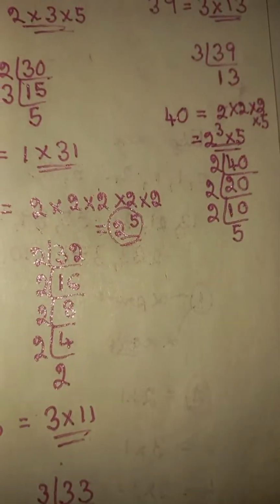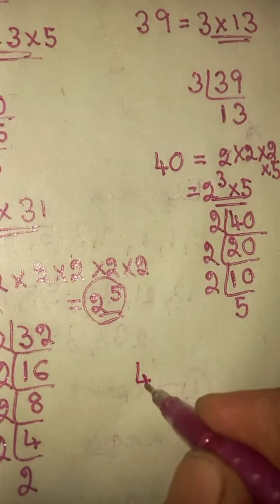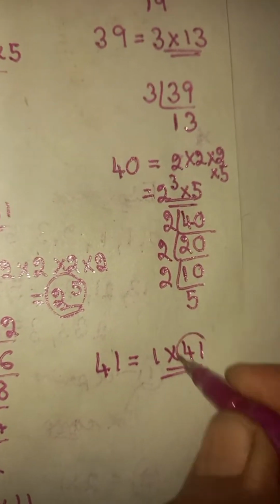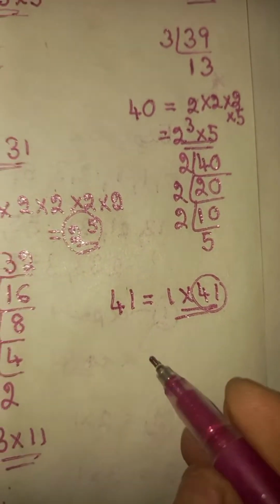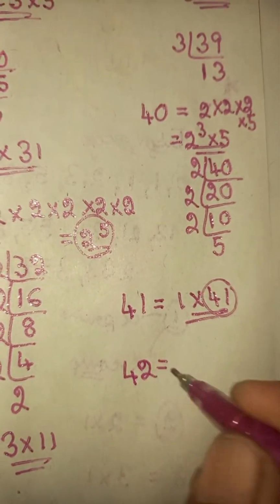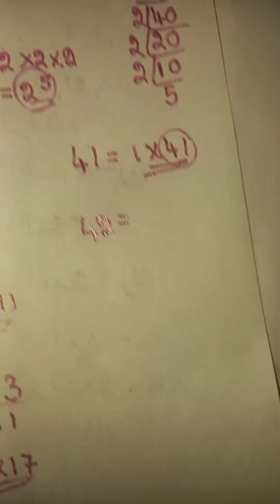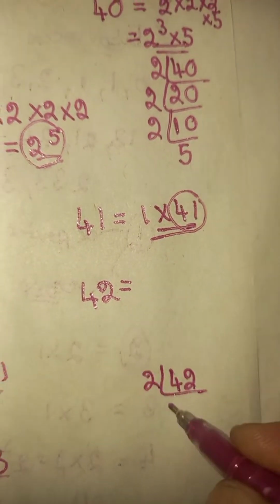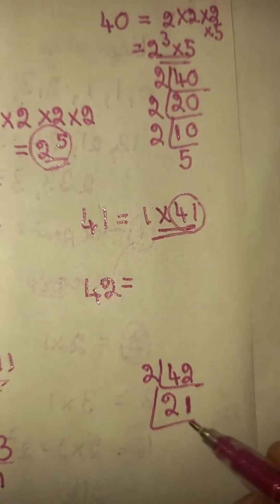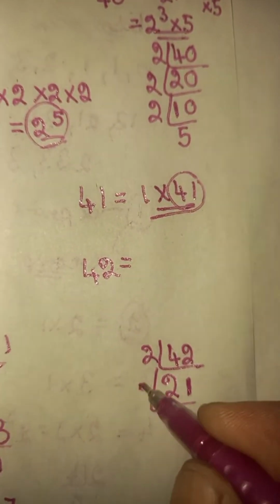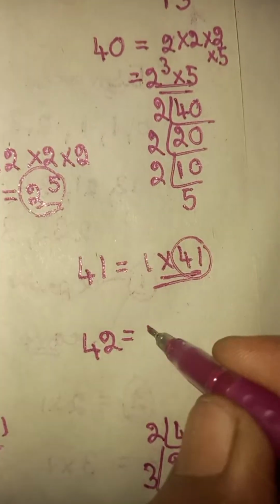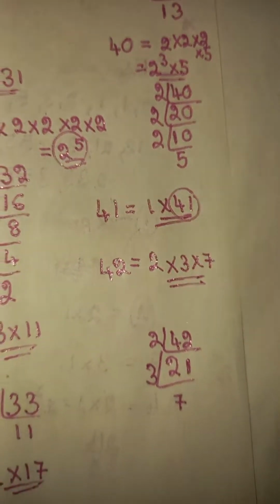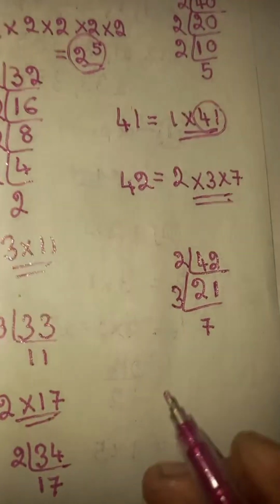Let's take the next number, that is 41. 41 can be written as 1 times 41, because 41 is a prime number. Let's take 42. 42 you can write it as, you need to divide here. This 42 can be divided as 2 times 2 is 4, 2 times 1 is 2. And again 21 can be written as 3 times 7. So it becomes 2 times 3 times 7. So it is the prime factorization of 42.